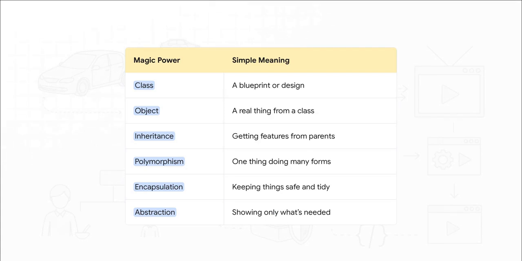Okay, think of this slide as our roadmap for today. These are the big ideas. Let's call them magic powers that make OOP so darn good. We're going to walk through every single one, starting with the absolute basics, the class and the object.